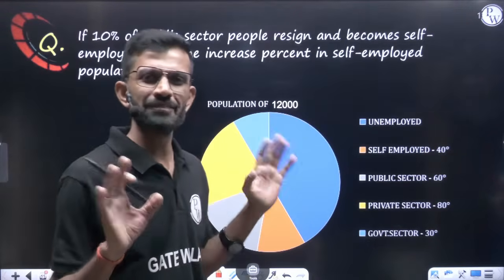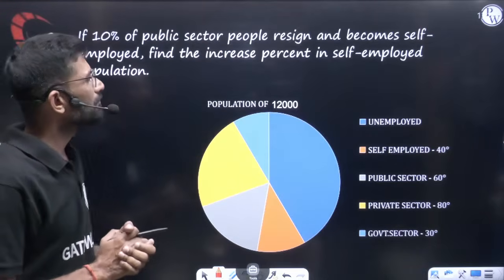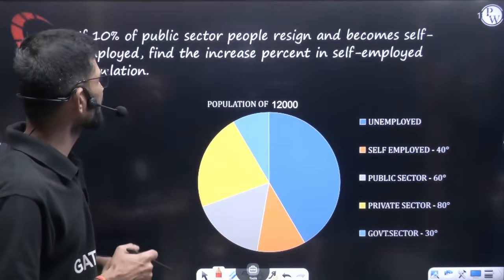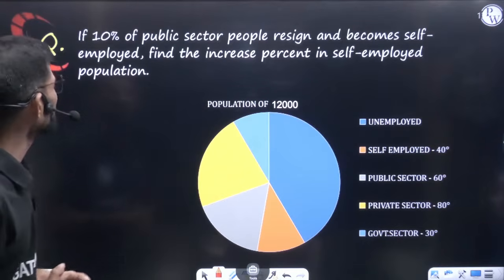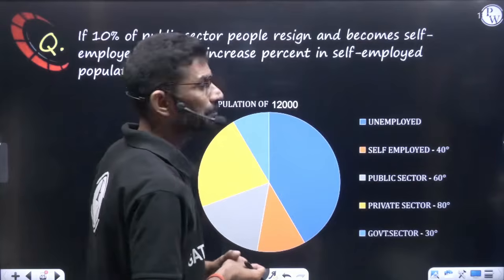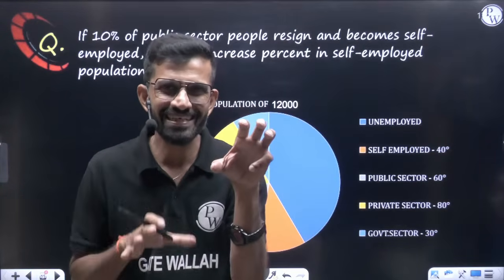They have come out from the company; they resigned from that company. In the public sector, see how lucky these people are, even getting a job in the public sector and they are resigning. Okay, anyhow, and becoming self-employed. Find the increased percentage in the self-employed population. So some of the public sector employees resign.